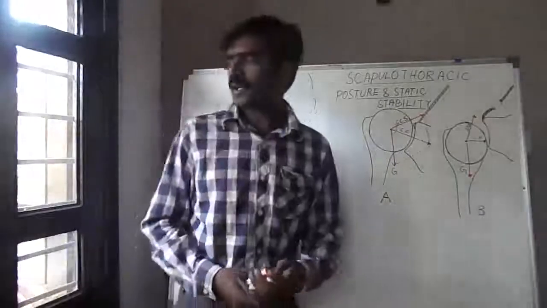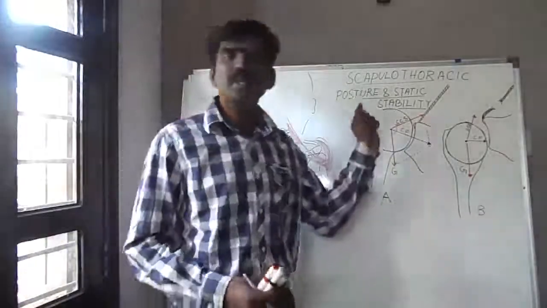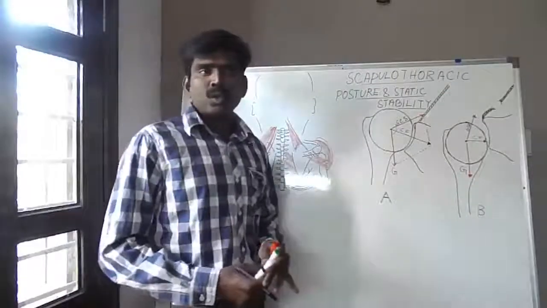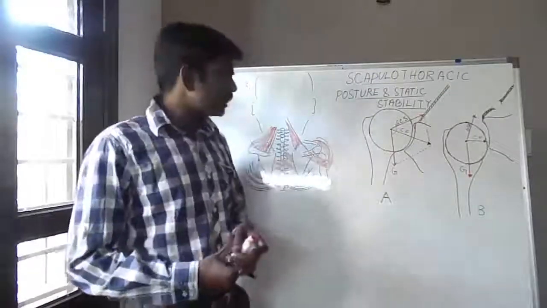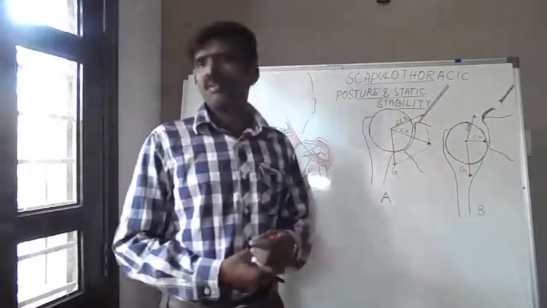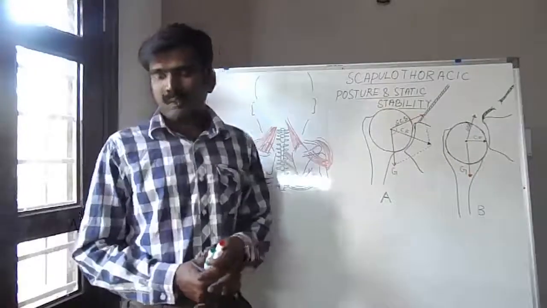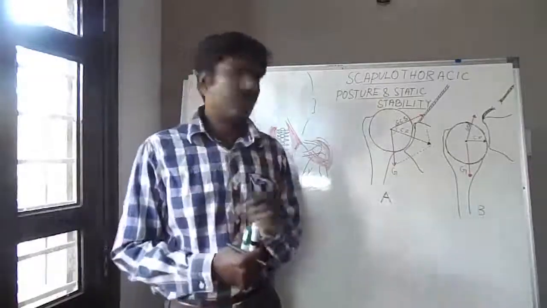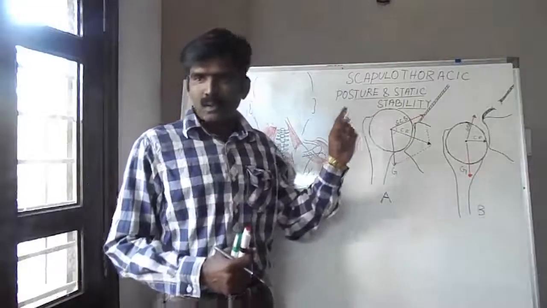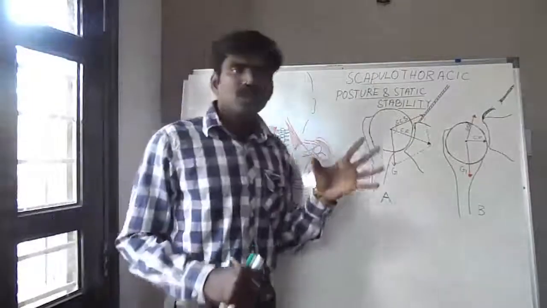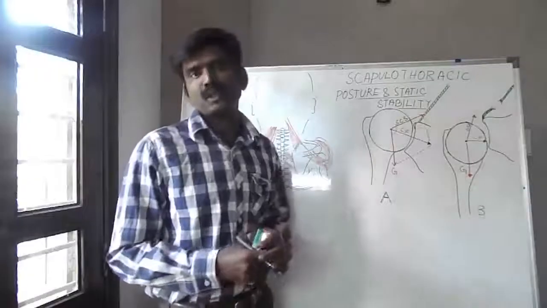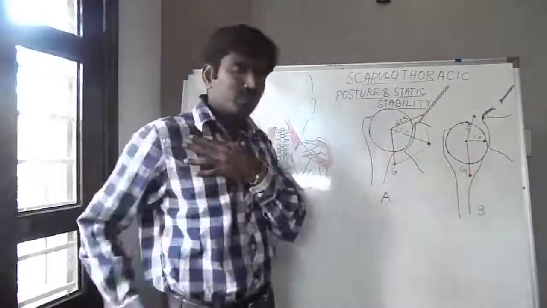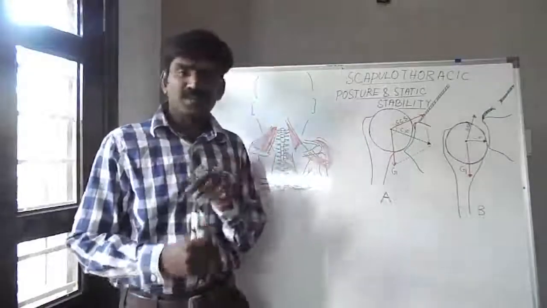So today I will be discussing the static stability and dynamic stability of the glenohumeral joint. So what is static stability? Static stability is the stability of the glenohumeral joint when we are not performing any movement. And dynamic stability is the stability of the glenohumeral joint when we are performing any movement in the shoulder joint.